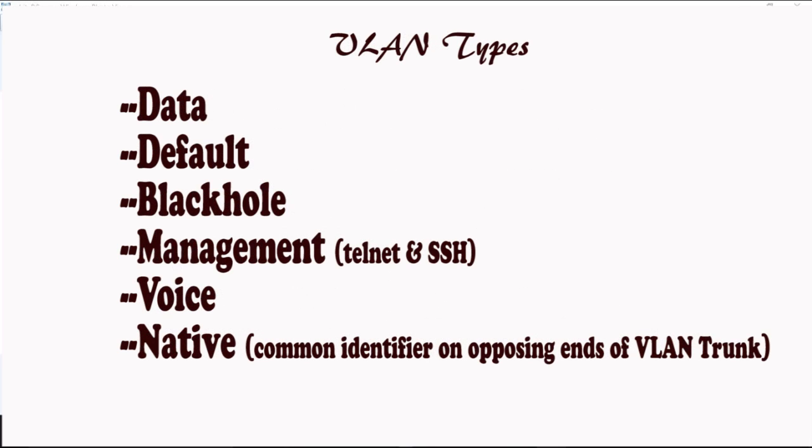And the types, like we said, we have the data type, if you have VoIP, you have data, or you have voice VLANs. The default VLAN is VLAN 1. We're going to set up a black hole VLAN. That's one that all the ports that we're not using will go into. And then native VLAN. Native is going to be the common one for the trunking.